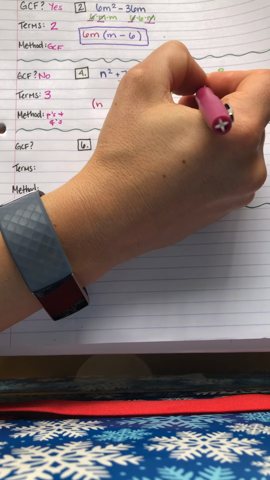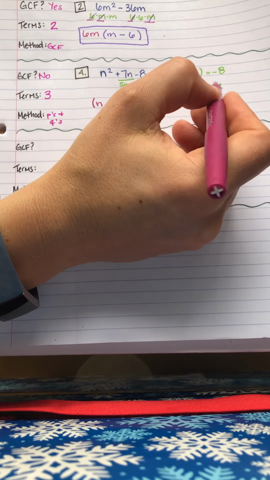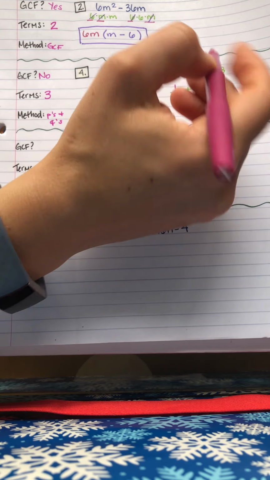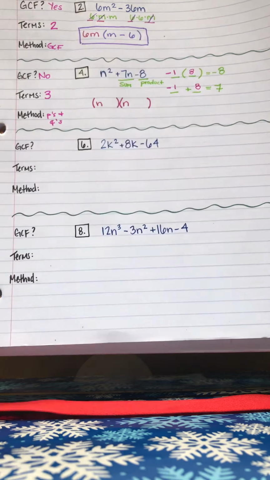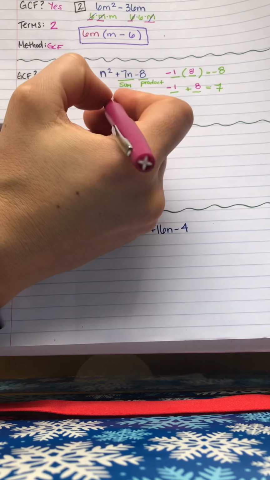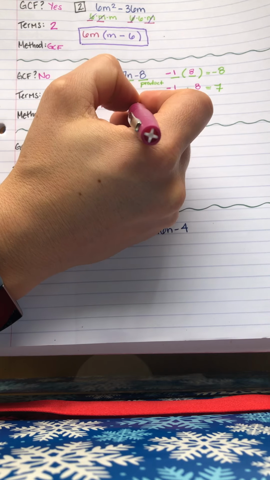Now the question is, which one's negative and which one's positive? Well, let's see. 7 is a positive number, which means if I made 8 negative, this wouldn't work, because 1 plus negative 8 is negative 7. So I'm going to make negative 1 and 8. Negative 1 times 8 is negative 8. Negative 1 plus 8 is 7. So my 2 numbers are negative 1 and positive 8.